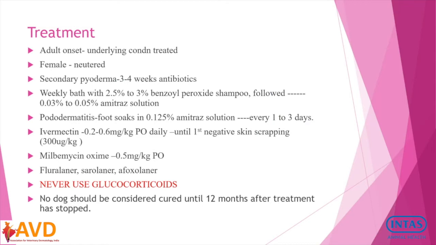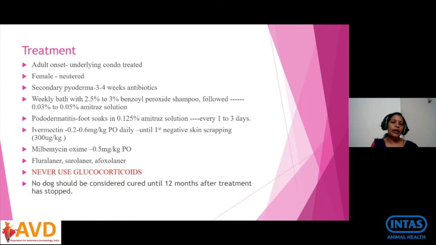Coming to the treatment, in the case of dermatitis and all, we can take an acetate tape impression. If we take the acetate tape impression, we can see this organism. In treatment of adult onset, the underlying condition has to be treated because it mainly causes the underlying condition. Female has to be neutered because estrus and pregnancy can cause relapse of this infection. Secondary pyoderma, if it is there, you have to treat with antibiotic for 3 to 4 weeks.